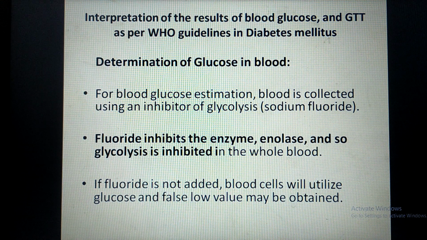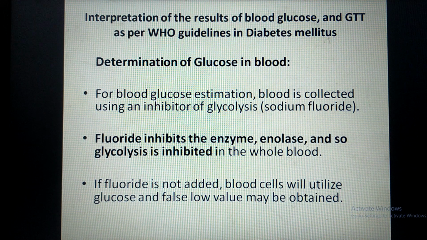When we draw a blood for estimation of blood glucose level, then we have to add sodium fluoride in a bulb. This sodium fluoride will inhibit the enzyme enolase, which in turn inhibits the process of glycolysis in the whole blood. If fluoride is not added, then the cells present in the blood start utilizing glucose from the blood and you will get false low values of glucose.